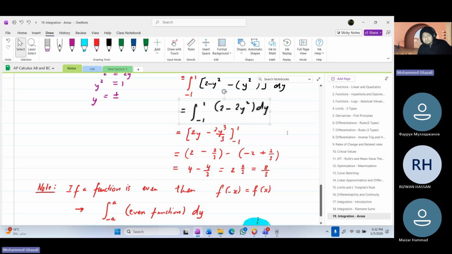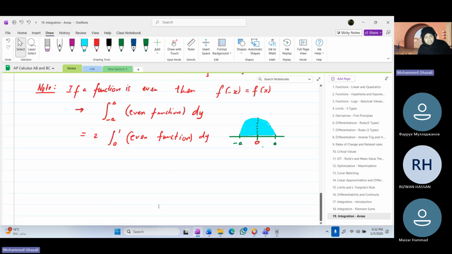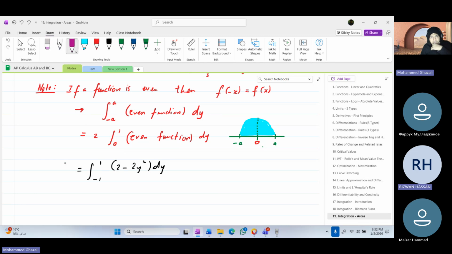So I want to take this and resolve it using this even function. If the integration from negative a to a is the same as 2 times the integral from 0 to 1, is it always going to be 1? Or is it 0 to a? 0 to a, right? Sorry about that. Okay, yeah, 0 to a. Right, I was focusing on this integral.